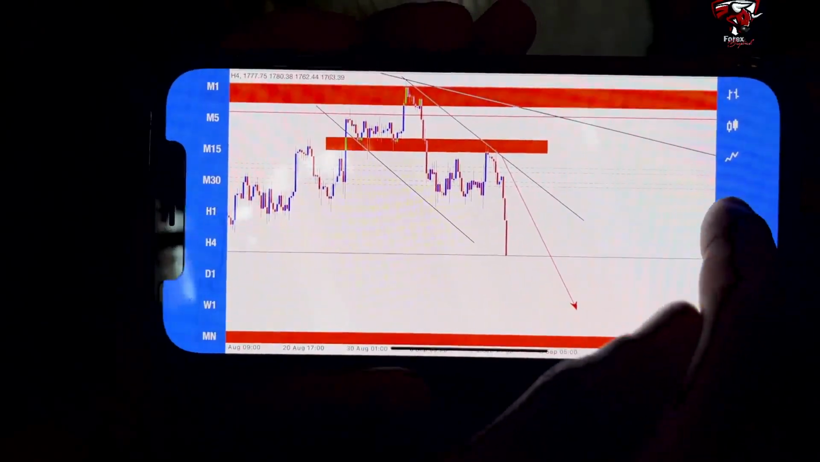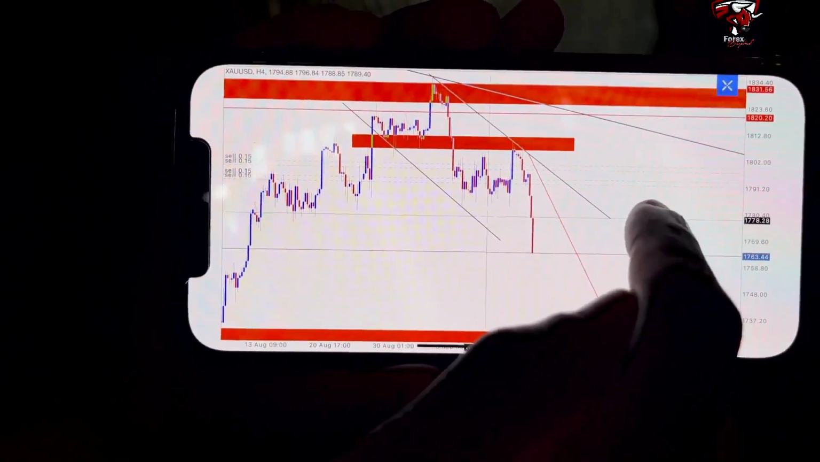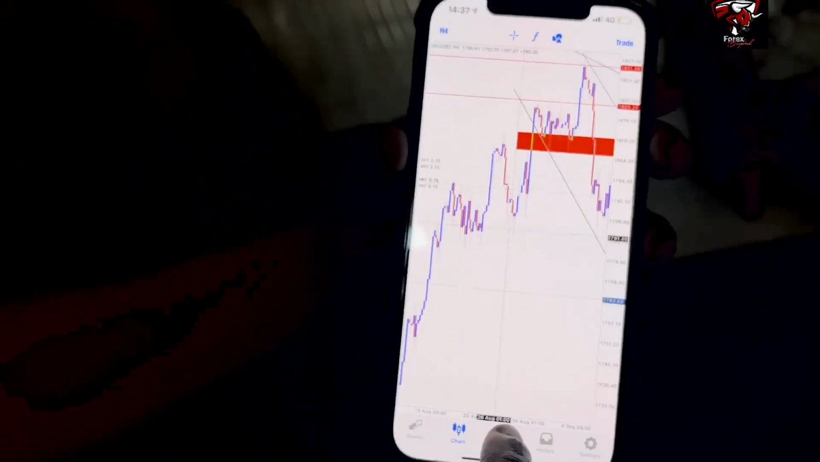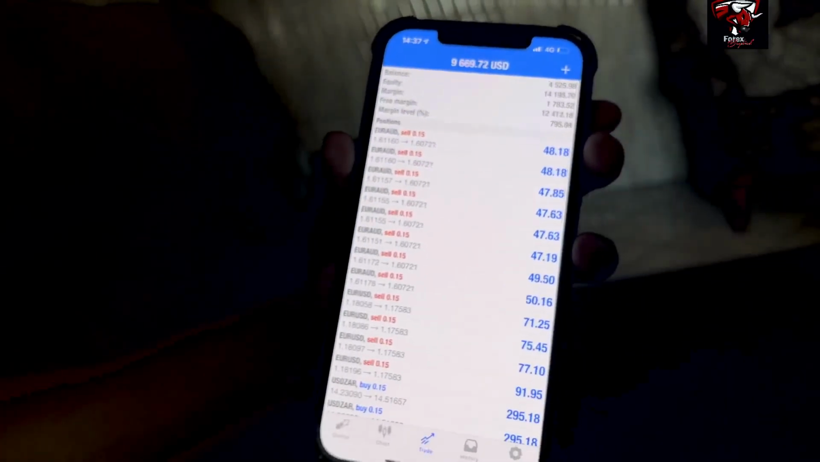So right now, what I'm going to do, I'm going to put my stop loss below, and I'm going to put my take profit here and another take profit here and close target. So basically, that's how I was able to achieve this. And I want to teach you how exactly we did this.